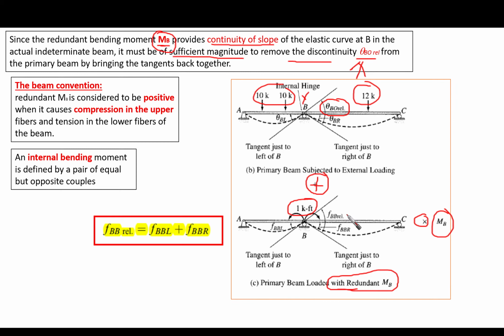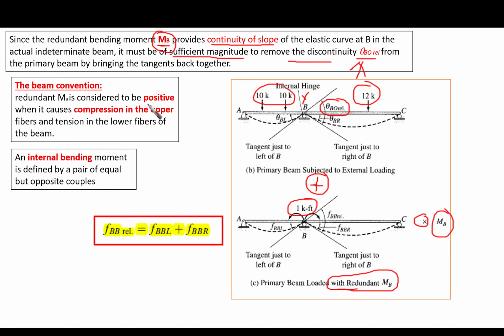Okay, the beam, let's go one step ahead. We want to put two things here to understand before going into the next step. We need to know that the beam convention is that the redundant MB is considered to be positive. We call this the beam convention, the sign convention for the moment.